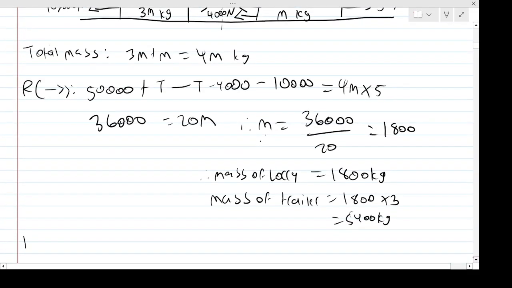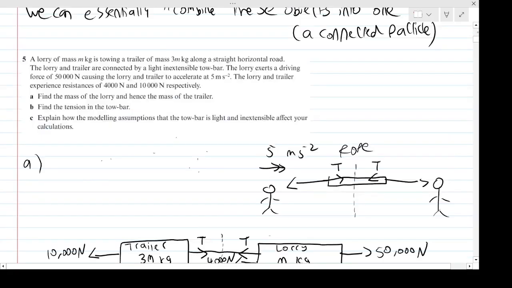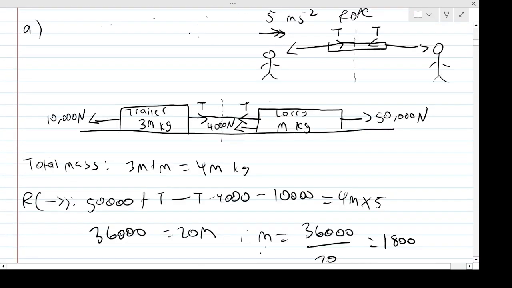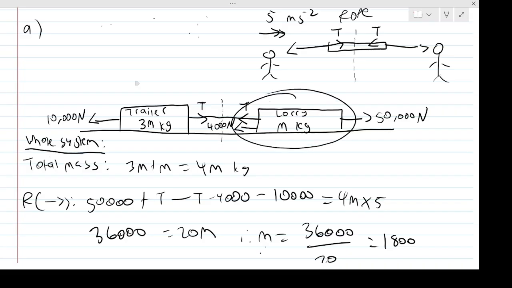Okay, and so in part B, now it does want me to find the tension in the tow bar. There's no getting away from that now. We need to find the tension at either half of the rope, at either end of the rope. Okay, so how are we going to do that? Well, in part A, we considered the whole of the two objects as one. So the lorry and the trailer combined. This is what we call the whole system. So the whole system as one.